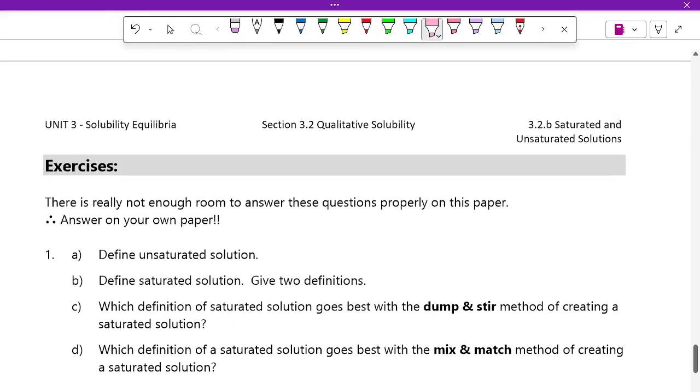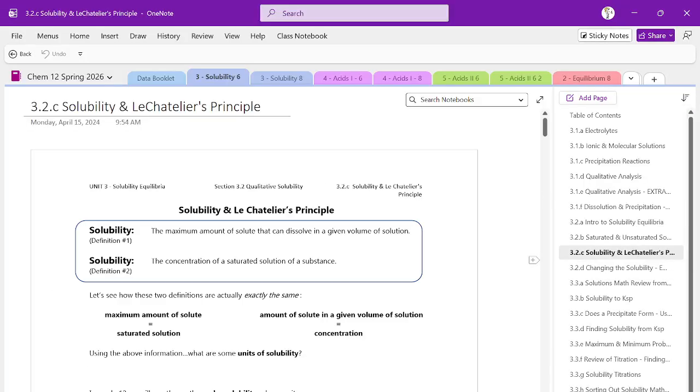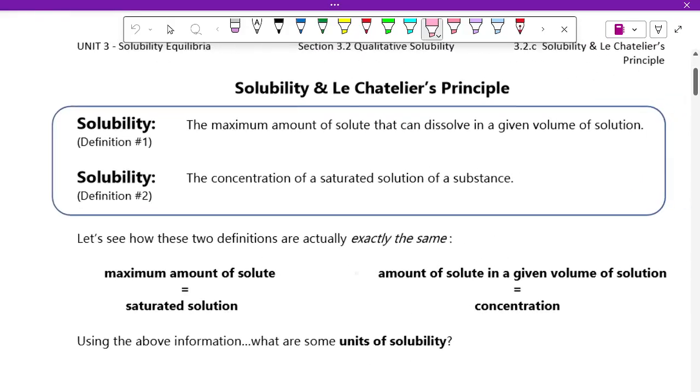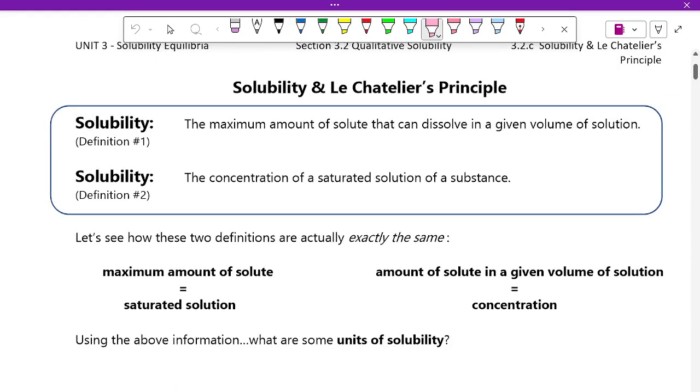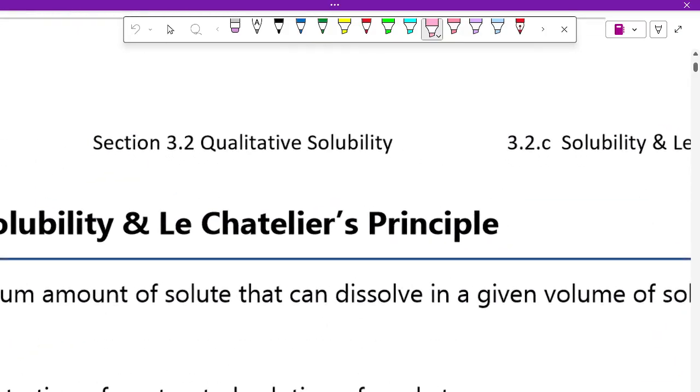So there's some questions here. We'll let you do those for homework. And we are going to move on to solubility and Le Chatelier's principle. Oh, Le Chatelier, our good friend. Please remind your neighbor what Le Chatelier's principle says.